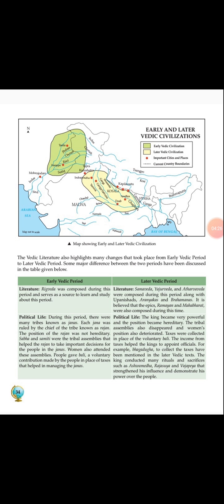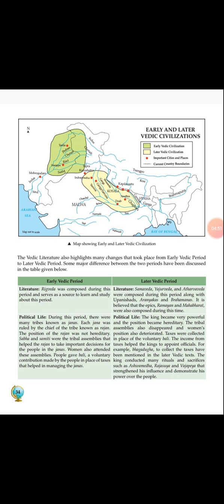It means in the political life of the early Vedic period there was a Jana, and each Jana had a ruler known as the Rajan, with a non-hereditary system. The Rajan was elected by the Sabha and Samiti, and women also had the right to attend the Sabha and Samiti.